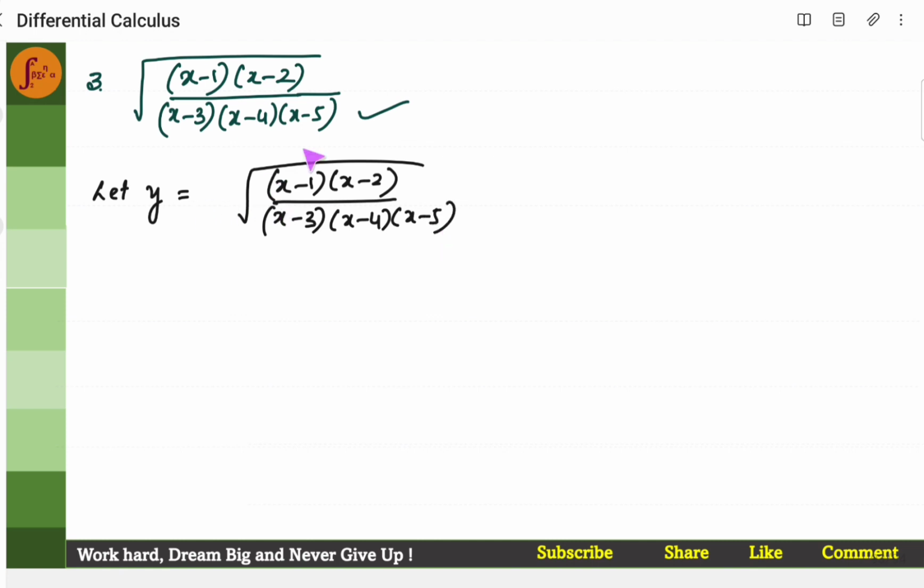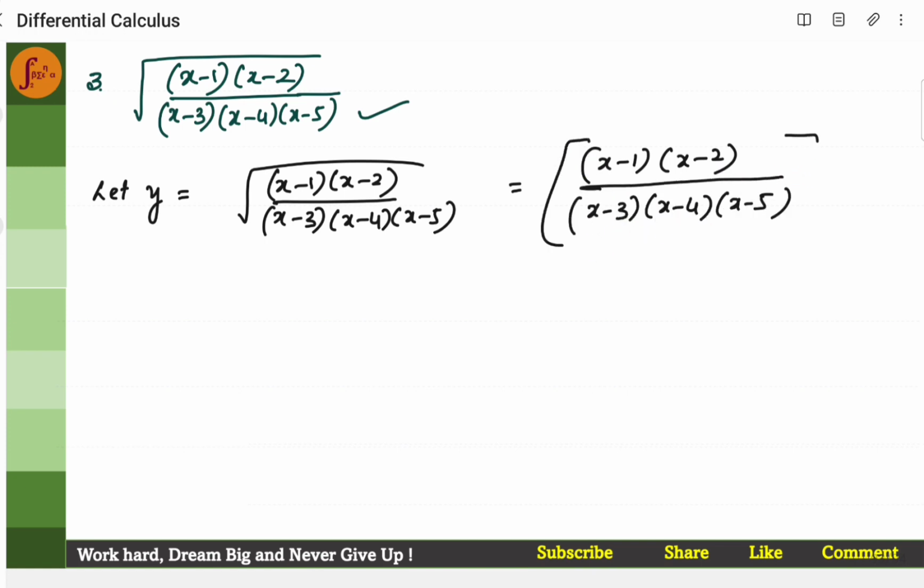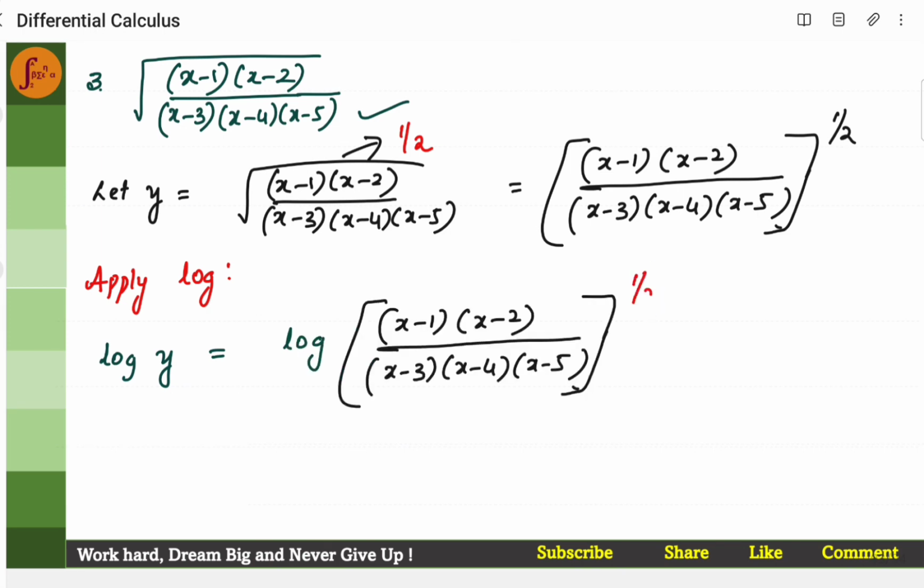So now we'll apply log, right? Why? Because there is a square root. What is a square root? We can write this as to the power half, right? Square root is nothing but the power half. So now we have a power here, so we'll use log. We'll apply log, so we'll get log y is equal to log of this.